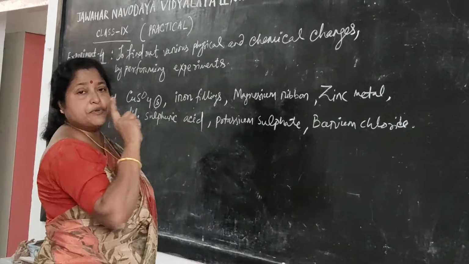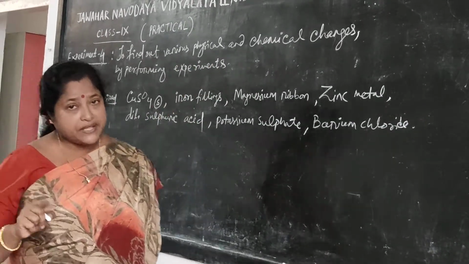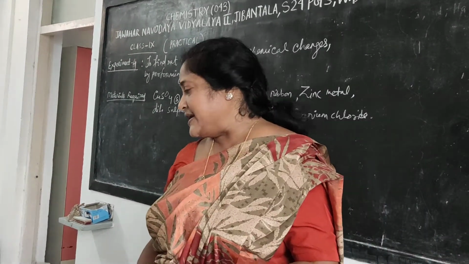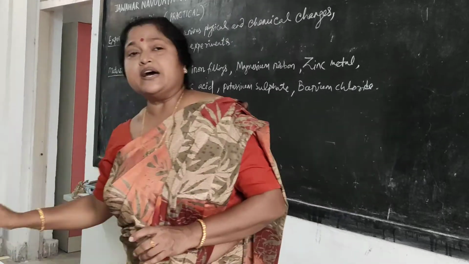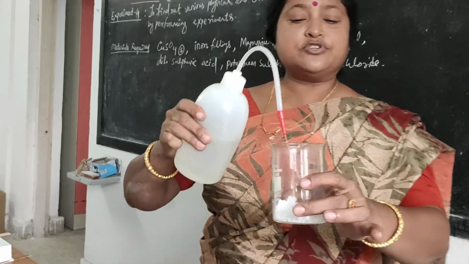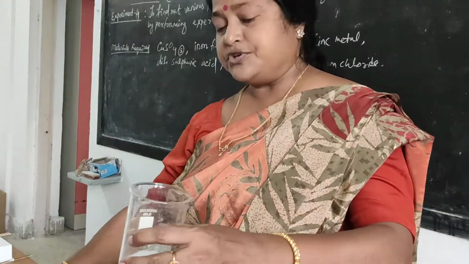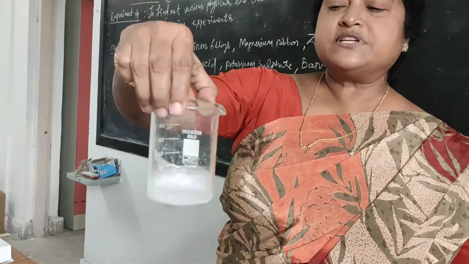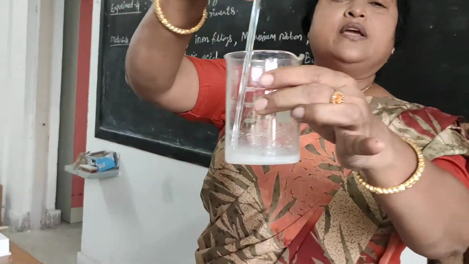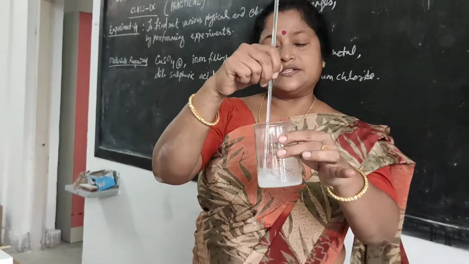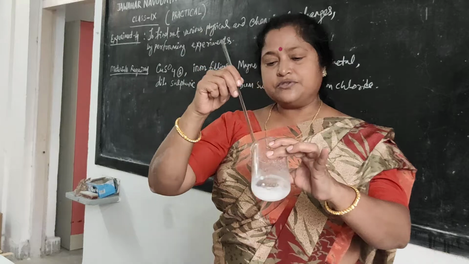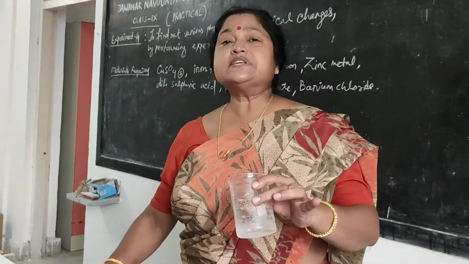Okay students, before I teach you the physical and the chemical changes, what are actually the physical changes? Physical changes are those changes which have just a phase change. Suppose I am making a solution of ammonium chloride and sodium chloride solution. You are seeing that I am just stirring it with a glass rod. Now the solution made will be a physical change only.